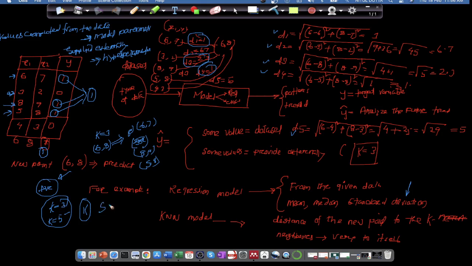Similarly, in support vector machine, the values of support vectors are model parameters which are derived from the data set, whereas the C parameter and gamma parameter are the hyperparameters.